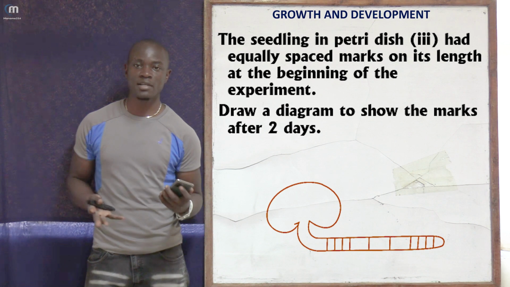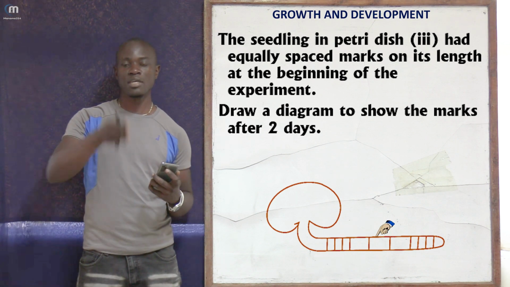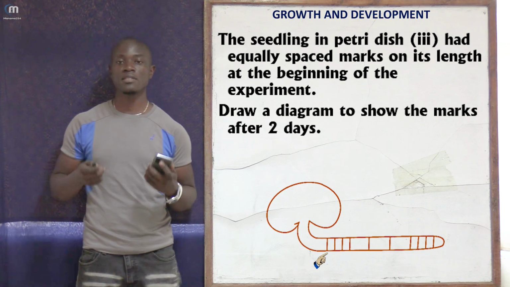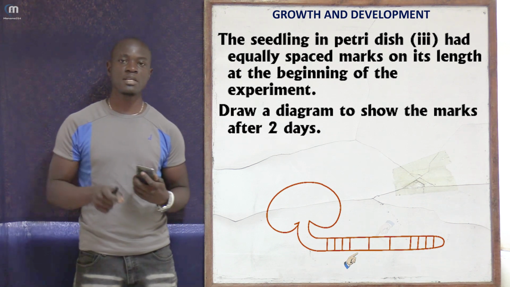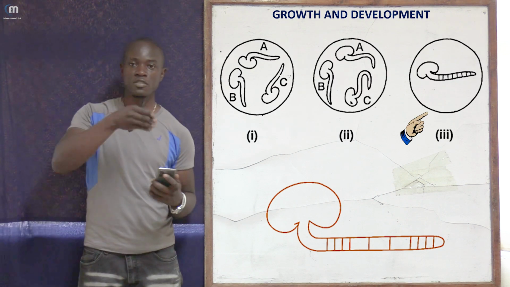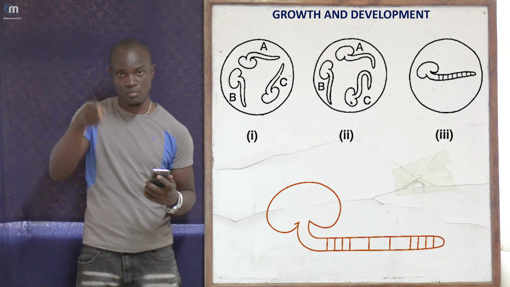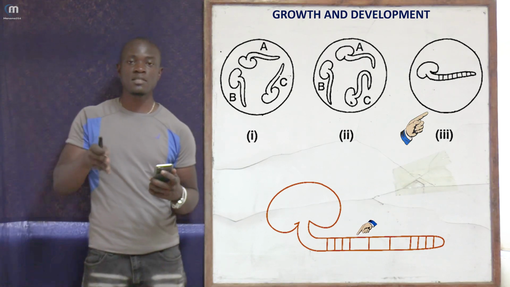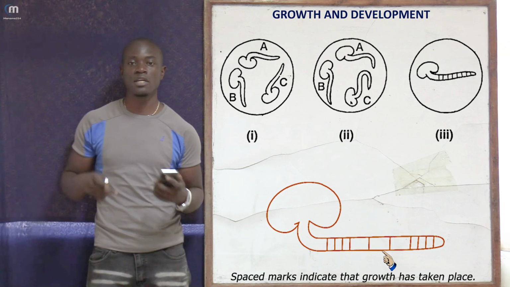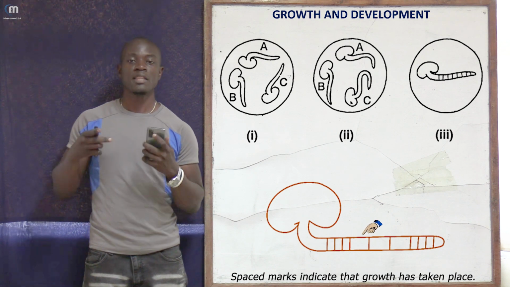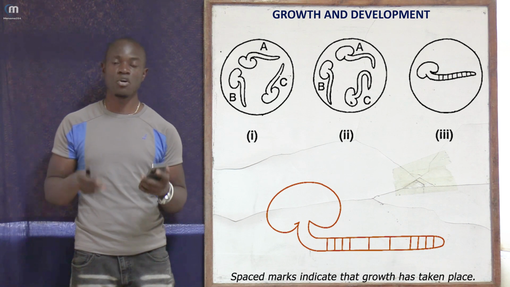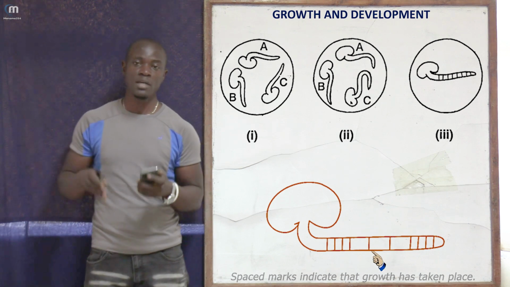For the marks, you can see that the marks will now be spaced because this will show that the plants have grown. For Petri dish 3, if you look at the diagram, you can see that those marks are evenly distributed. But for your answer, these marks now should be spaced. Why should these marks be spaced? You are spacing these marks in order to stress the point that there has been growth. Growth has taken place.